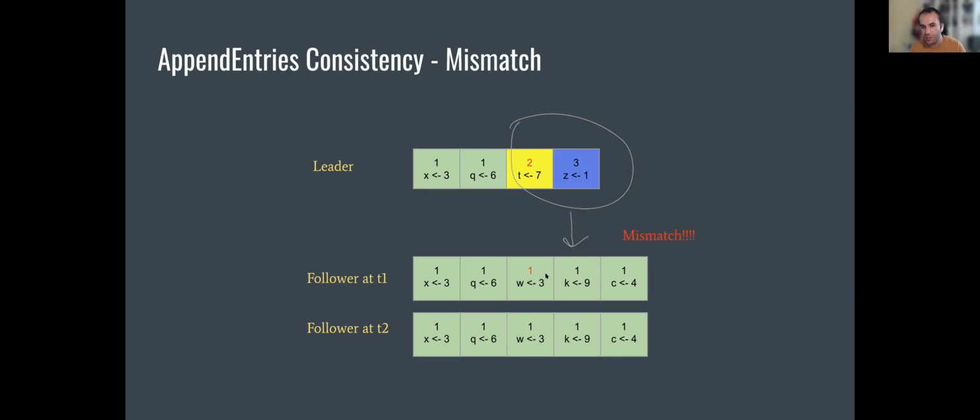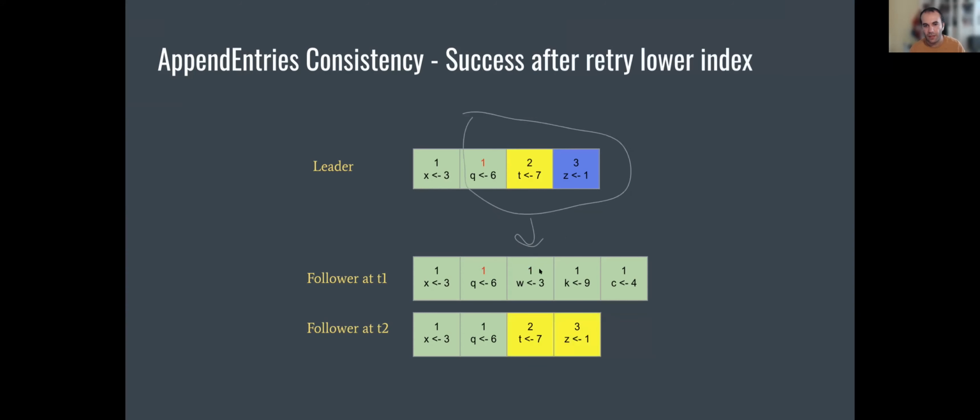So there is a mismatch here, and it retries again with the term decreased by 1. Then you see it totally overwrites the follower logs. That is the state machine. And the final one will be something like this. You see, it is overwritten by the leader.